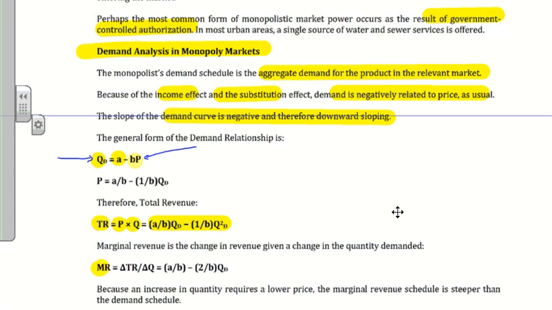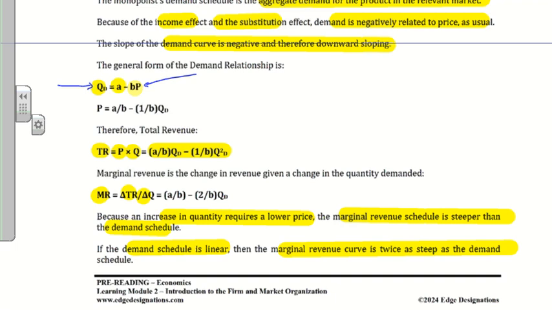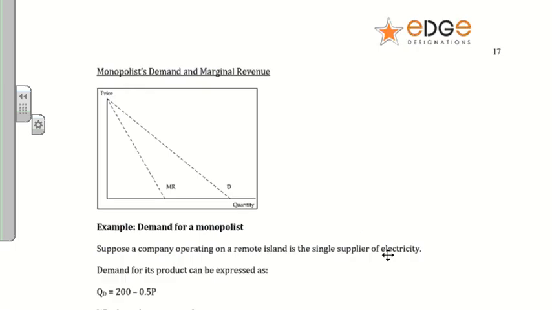Marginal revenue is the change in total revenue over the change in quantity. Remember, marginal is the increase of an additional unit. Because an increase in quantity requires a lower price, your marginal revenue schedule is steeper than the demand schedule. If the demand schedule is completely linear, the marginal revenue curve will be twice as steep as the demand curve in this particular example. You can see all my numbers over there. Okay, and there's a bit of a picture for you on page 17.